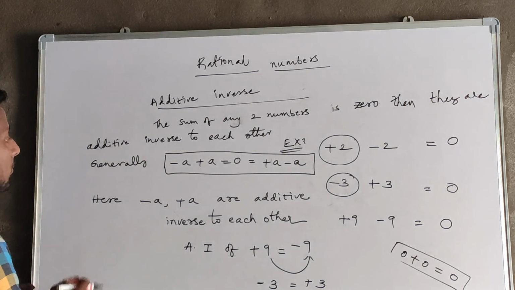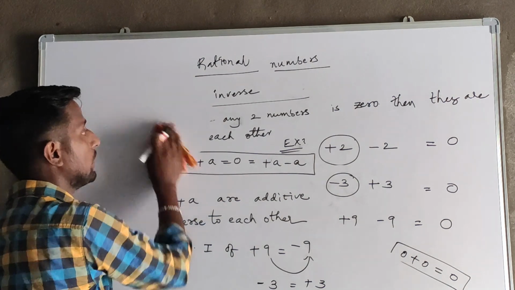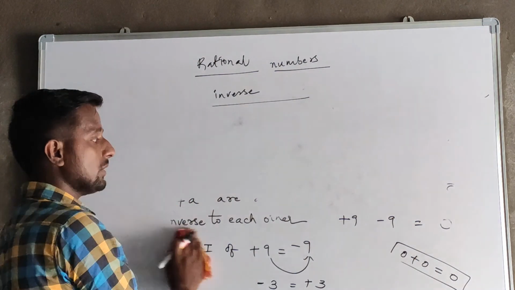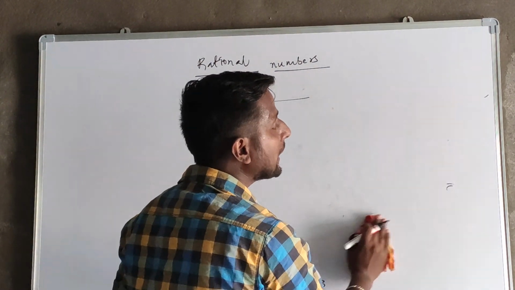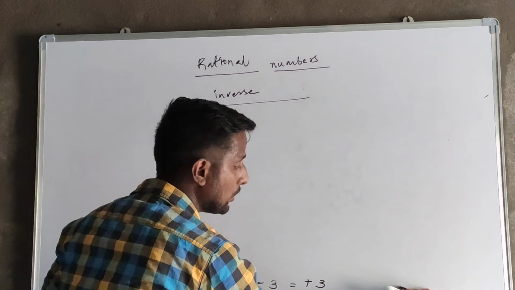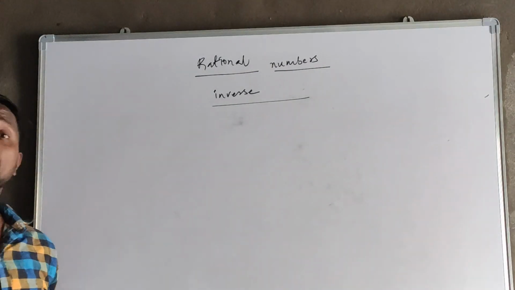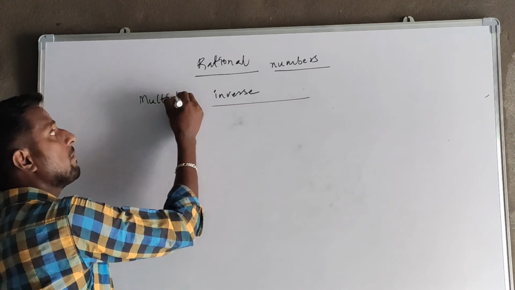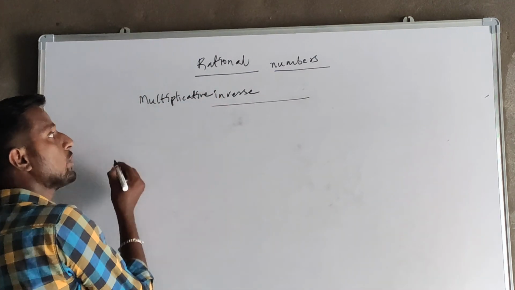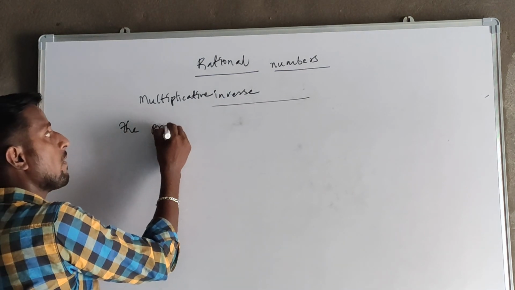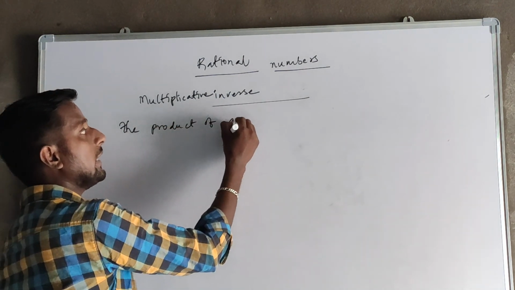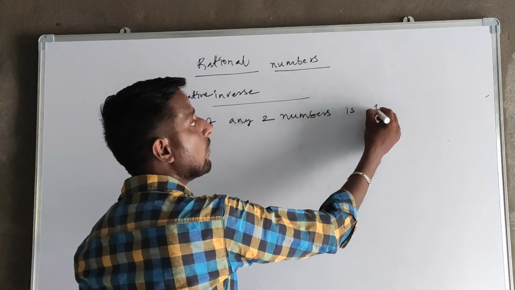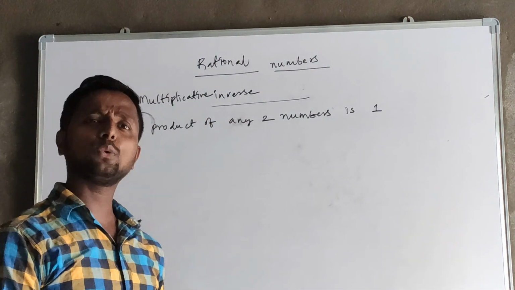Now we will talk about multiplicative inverse. When I talked about additive inverse, the sum of two numbers gave the additive identity 0. Correct? When you talk about multiplicative inverse, the product of two numbers is 1.